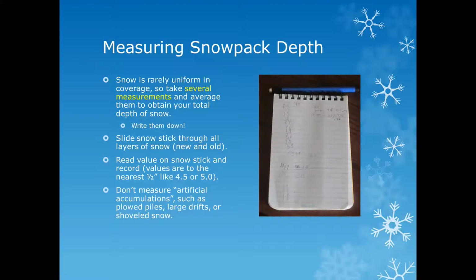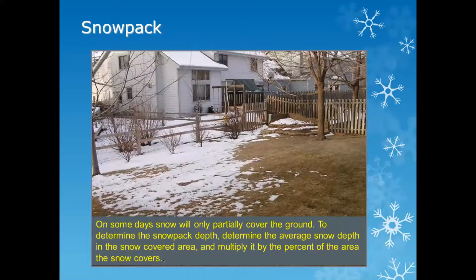So as things go on, we'll eventually get to days like this where the snow is starting to melt off, and you're going to have a day with snow only partially covering the ground. And to accurately determine the snowpack depth, you want to determine the average snow depth in the snow-covered areas. And then you use that percentage, whatever percentage of ground is covered, multiply by that percentage to get the average snow cover, because the average for the bare areas is 0, no matter what percentage that is.